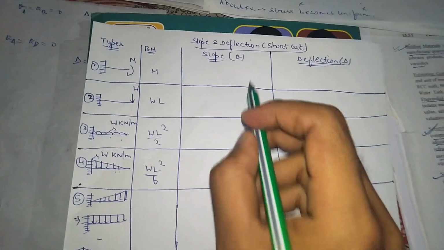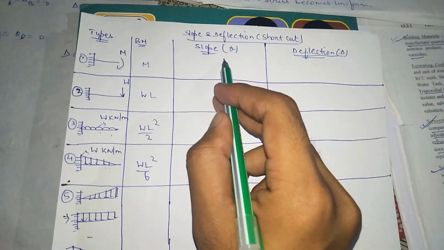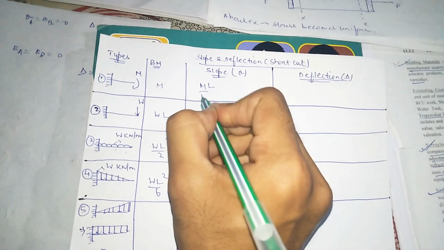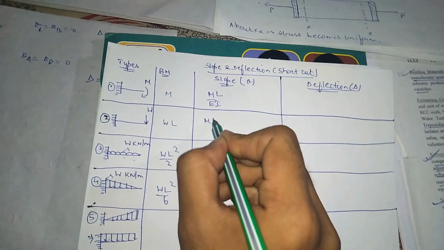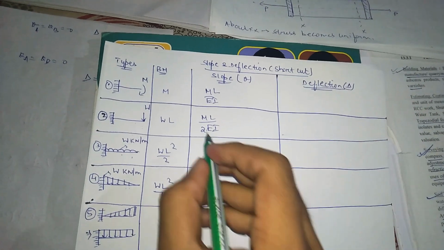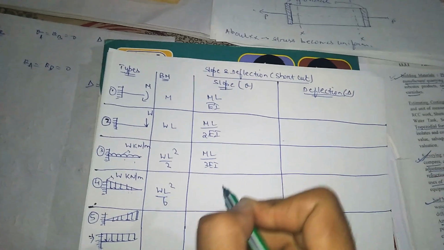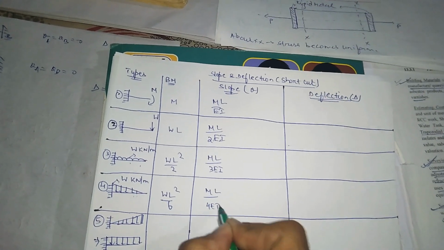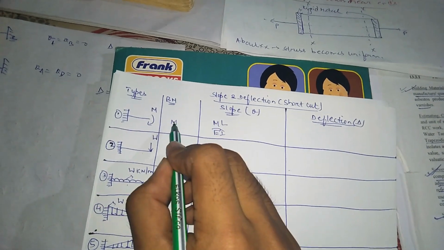Now for calculating slope, there is a shortcut you need to remember. Okay, so for first case I will write ML by EI. Okay, and in the second case it is ML by 2 EI. Third case it is ML by 3 EI. In the fourth case it is ML by 4 EI. Okay, so just in place of M, you need to put the value of bending moment.